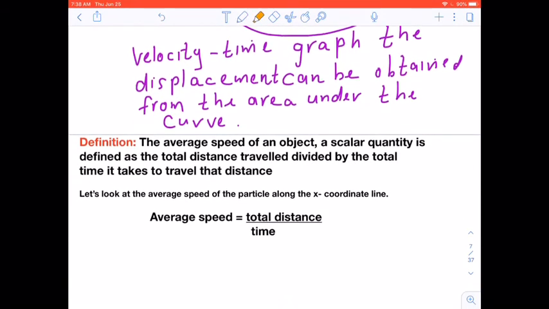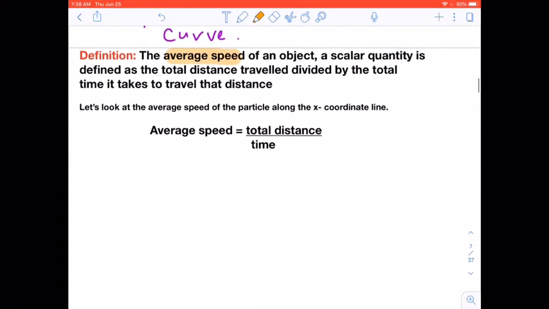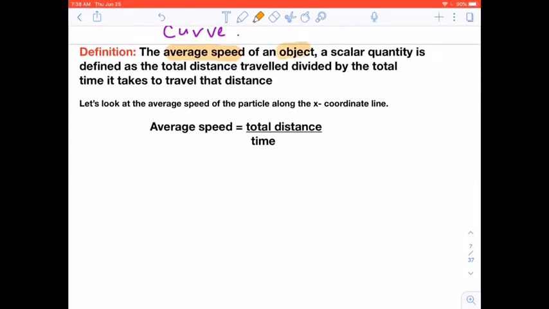Let's look at now the average speed. The average speed of an object, firstly, it's a scalar quantity. It is defined as the total distance traveled divided by the total time it takes for the travel. So the average speed of a particle along an x-coordinate line is equal to the total distance upon the total time.